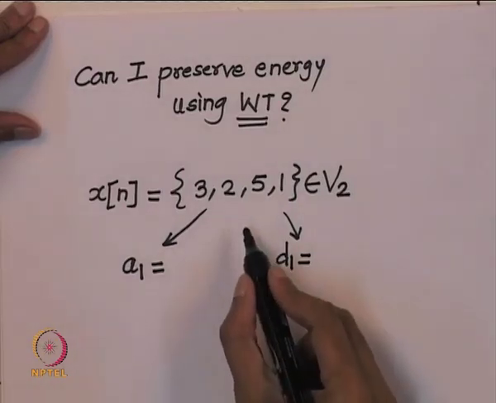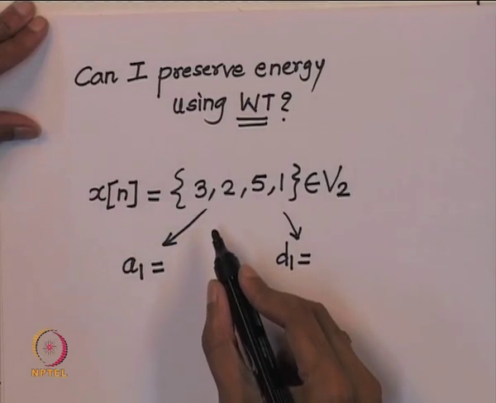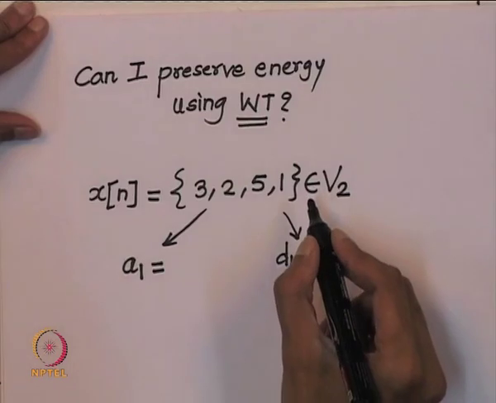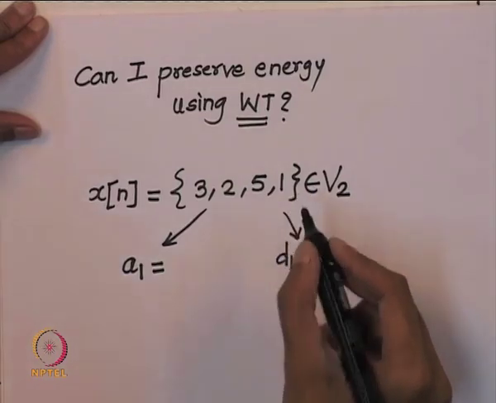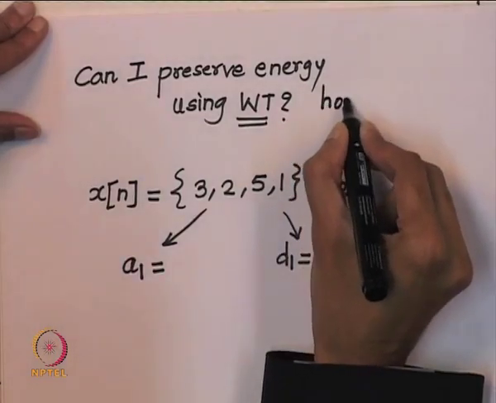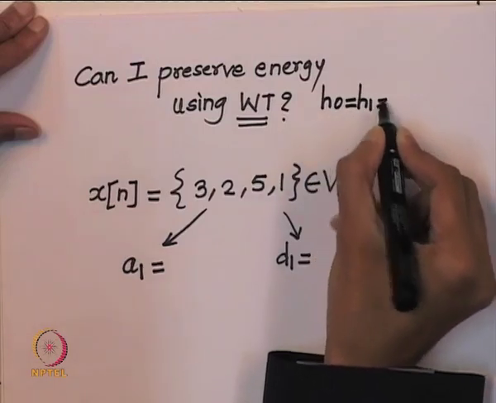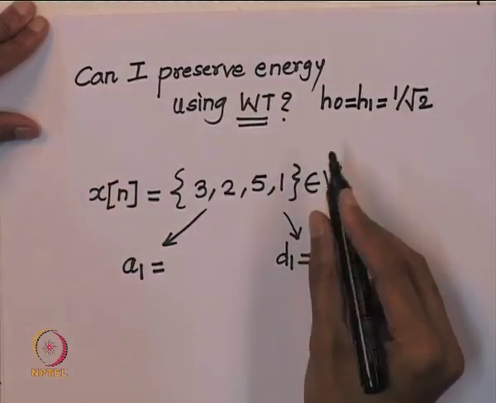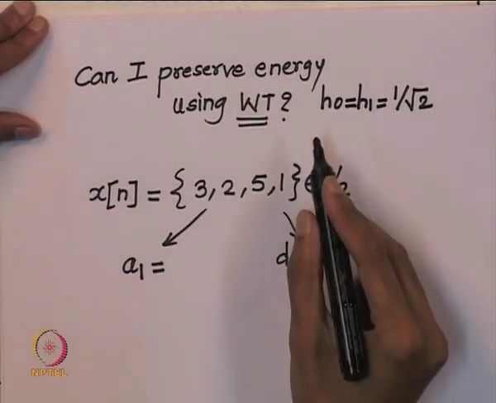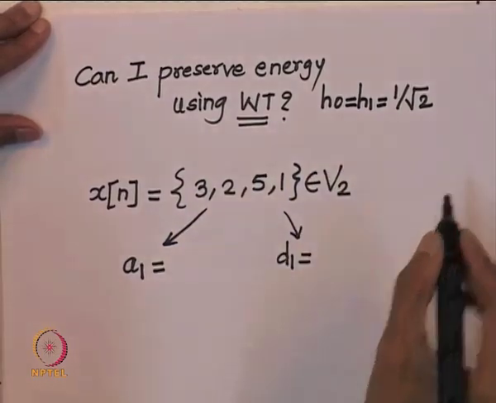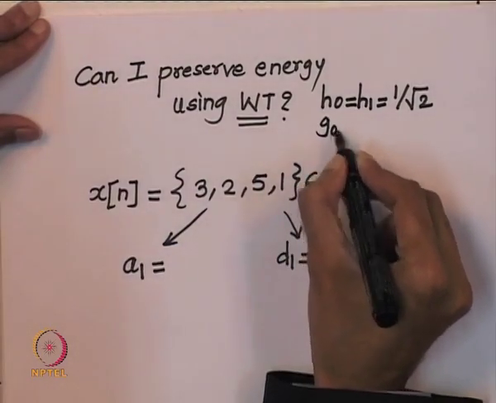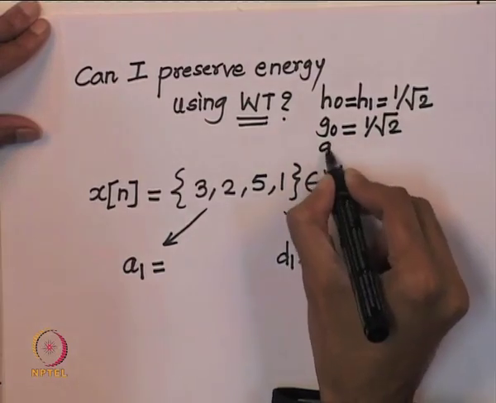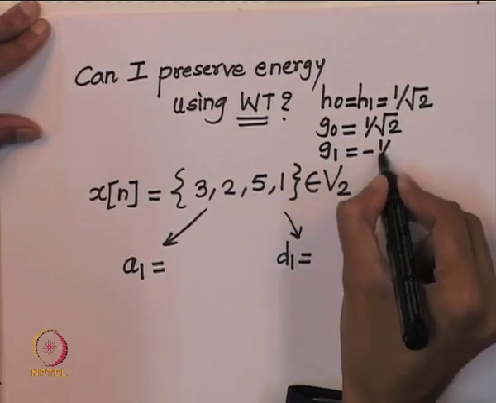For doing the analysis, let us once again use Haar scaling and wavelet equation, and let us say we are using the normalized version. So, my H0 is going to be equal to H1, it is going to be equal to 1 upon square root of 2. So, these are the coefficients of scaling equation. And as far as wavelet equation is concerned, let G0 be equal to 1 upon square root of 2, and let G1 be equal to minus 1 upon square root of 2.